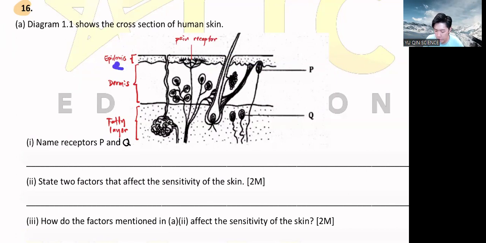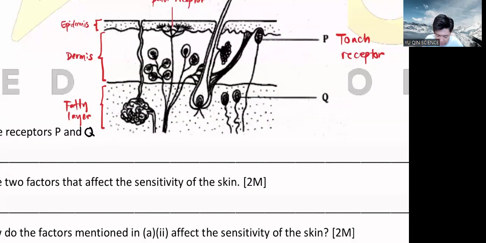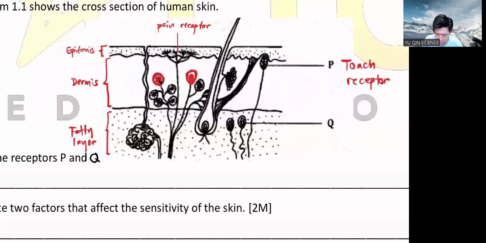Okay. Then in the dermis, there are 3 receptors. The one that is very close to the epidermis, almost sticking to it, that's the touch receptor. That's what you want to write now onto your line. Now P is the touch receptor. And then in the middle, you have hot and cold. How to differentiate hot and cold? The heat receptor is the one that looks like leaves. Then this one that has a dark color dot in the center, that's the cold receptor. There's not enough space for that.